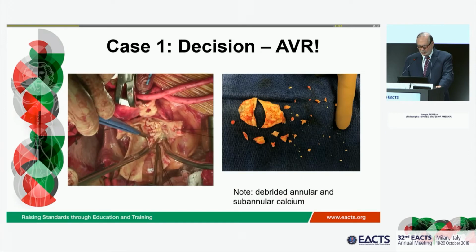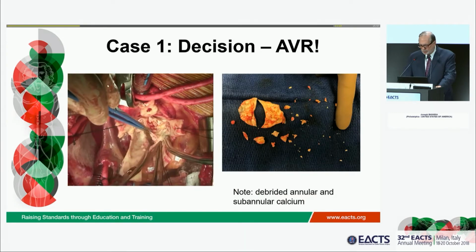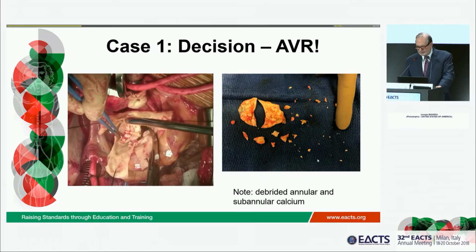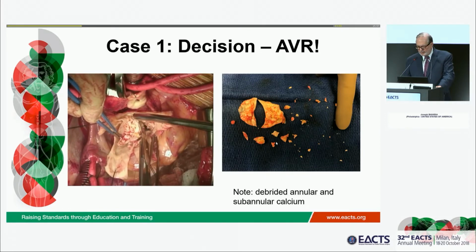So we abort, and I'm taking the decision towards an aortic valve replacement. You can see that we have a very calcified valve here, and we put a big valve in this.